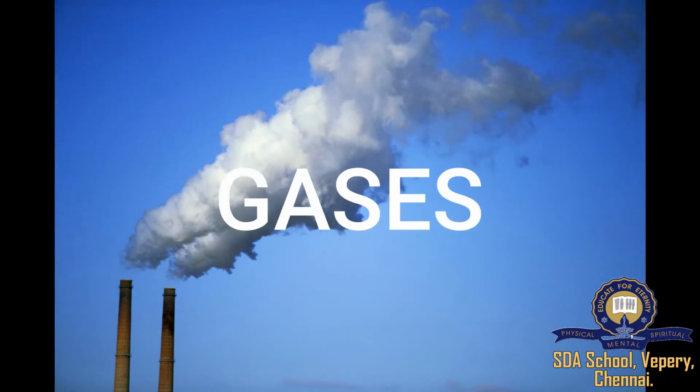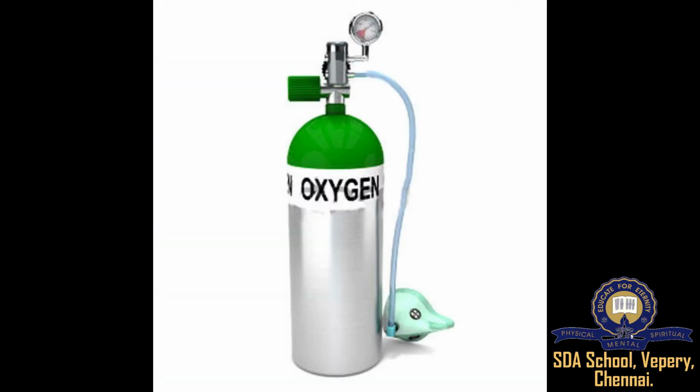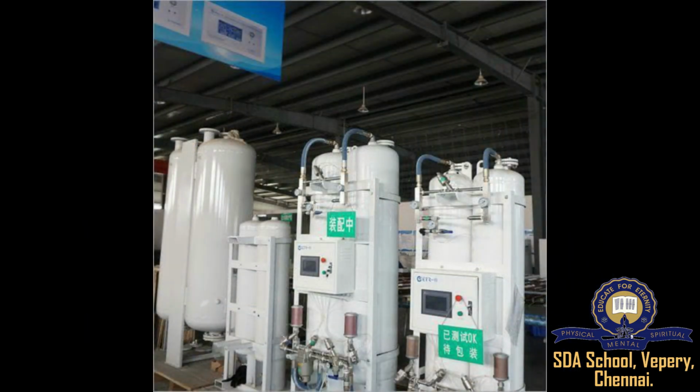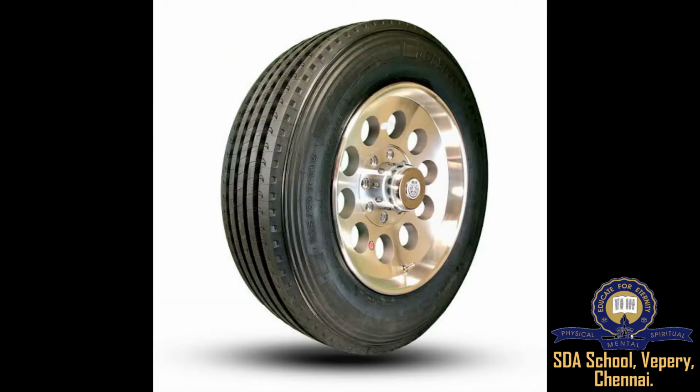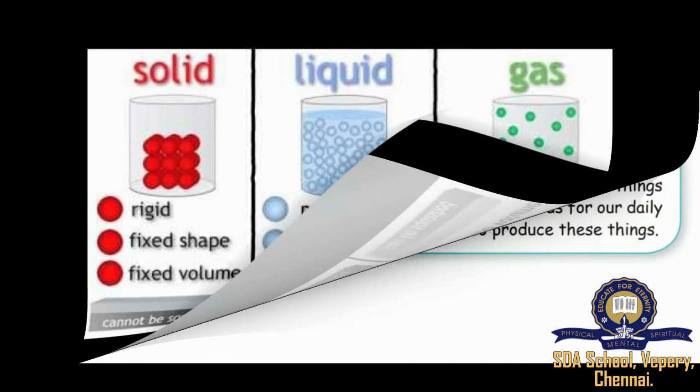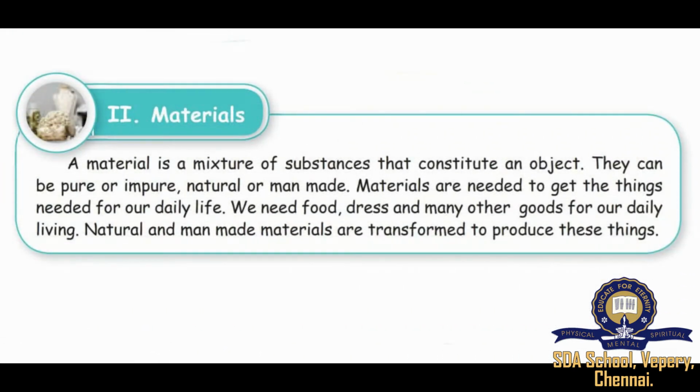Gas. The examples of gases are nitrogen, oxygen, etc. In gases, molecules are very loosely packed. Hence, gases are highly compressible. Children, do you know gases are filled in the balloons, tires, etc.? Yes, it is filled. So far, you have learned the three states of matter, namely solid, liquid and gas. Next, we will learn about materials.